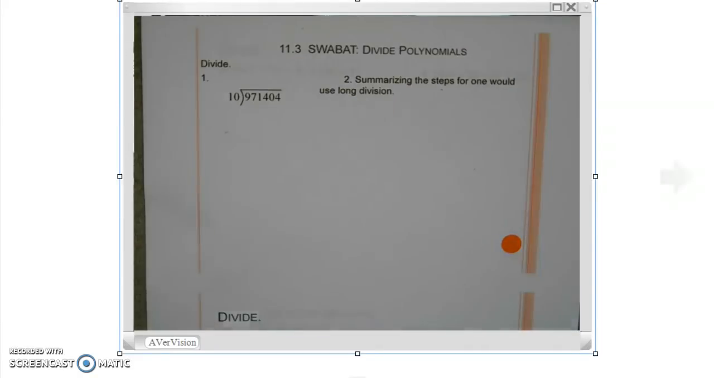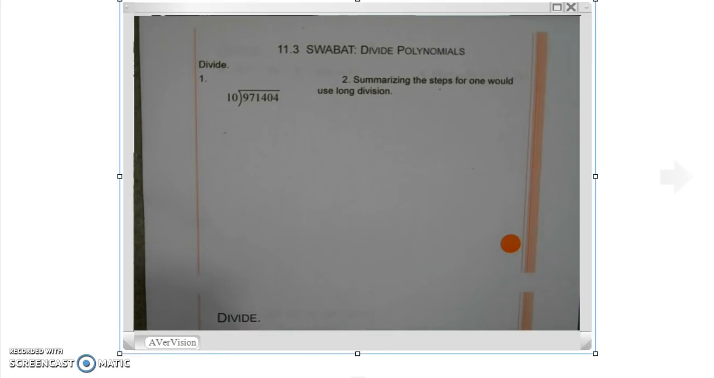Hello and welcome to 11.3 Divide Polynomials, and that is exactly what our swap at is, divide polynomials. But first I want to take us back down memory lane for just a bit to what you learned way back in probably 4th grade, maybe 3rd grade, maybe 2nd grade if you're a little more advanced, but long division, everyone's favorite. So let's go ahead and go through this a little bit, because the same steps that you guys did way back in the day are the same steps that are going to get us through dividing polynomials.